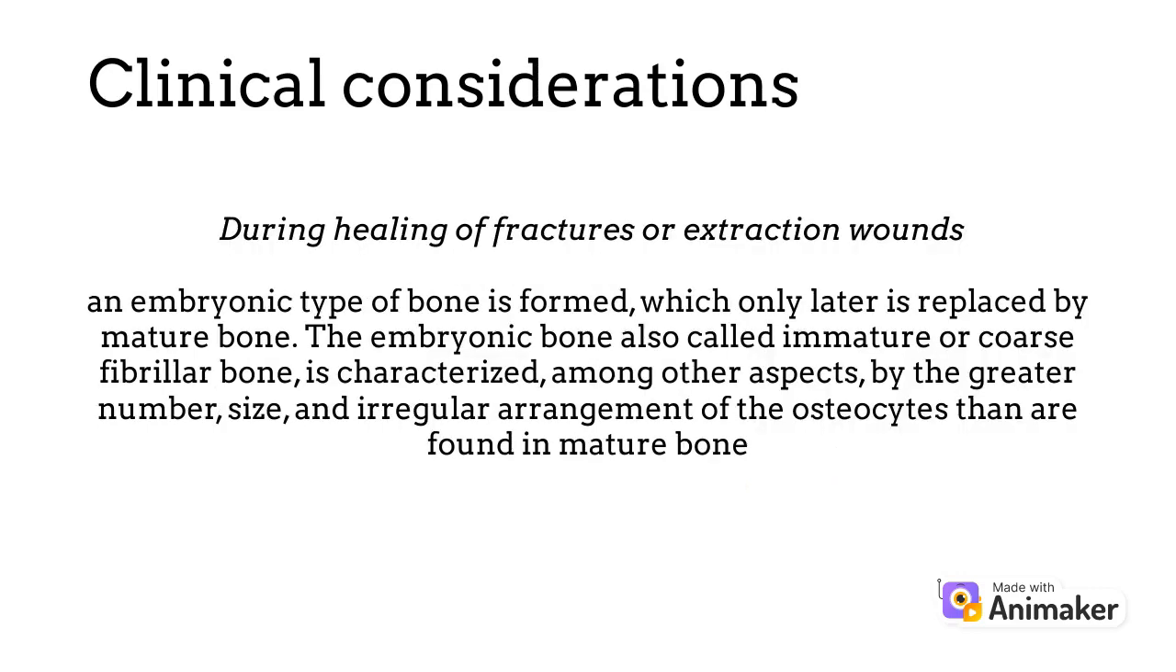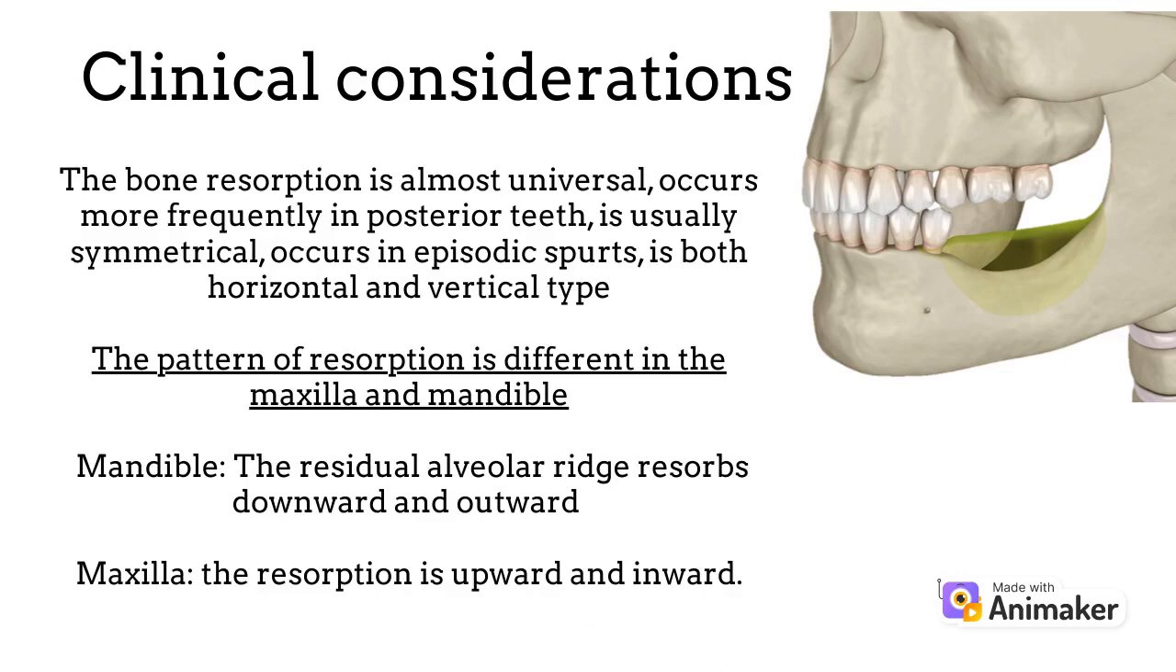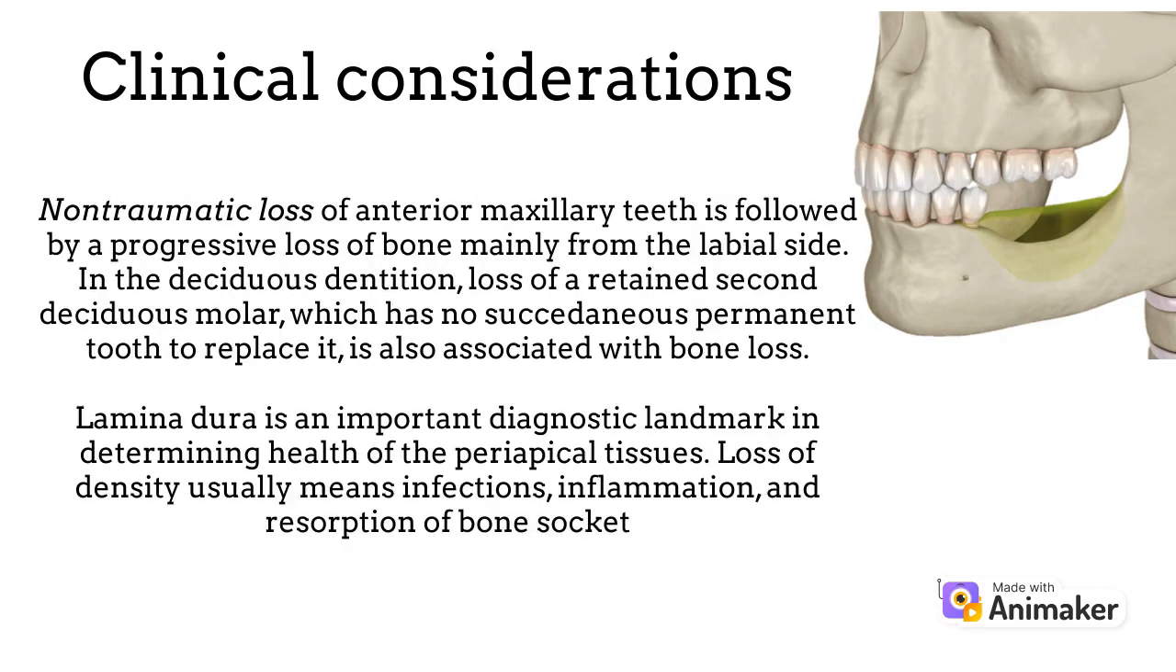During healing of fractures or extraction wounds, an embryonic type of bone is formed, which only later is replaced by mature bone. The pattern of resorption is different in the maxilla and mandible. In the mandible, it resorbs downward and outward. In the maxilla, it resorbs upward and inward. Resorption of alveolar bone after tooth loss has been assumed to be due to disuse atrophy, decreased blood supply, localized inflammation, or unfavorable prosthesis pressure.